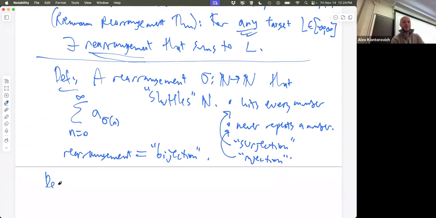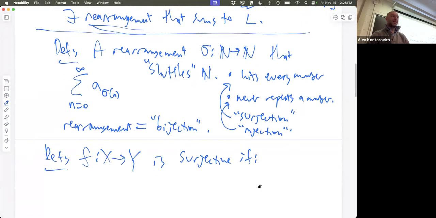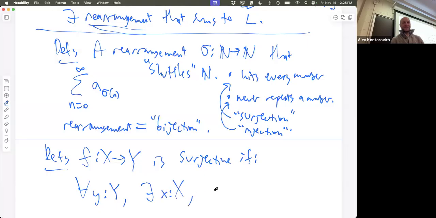So definition. A function f from X to Y, just completely abstractly. You have some function from something to something else. It is surjective if, what? I want to know that I surject onto something. Like lowercase y in capital Y. Yep. And let's be type theorists. There exists a lowercase x in capital X such that f of x equals y.